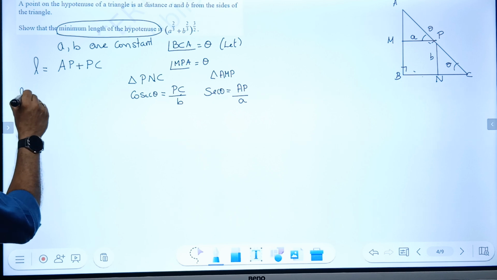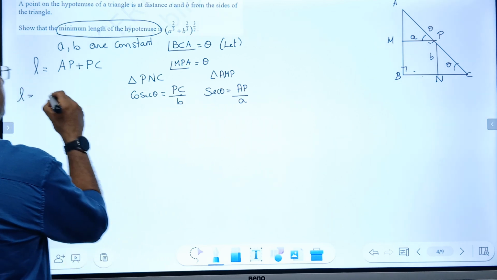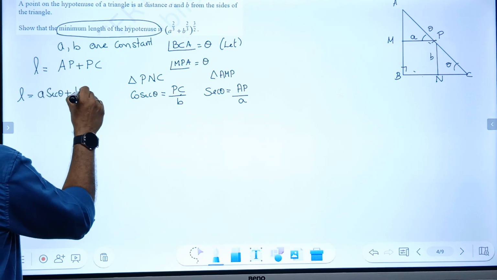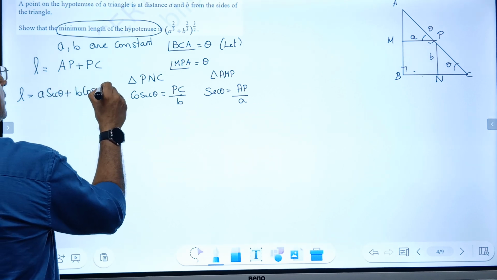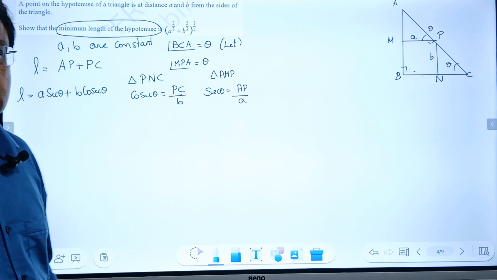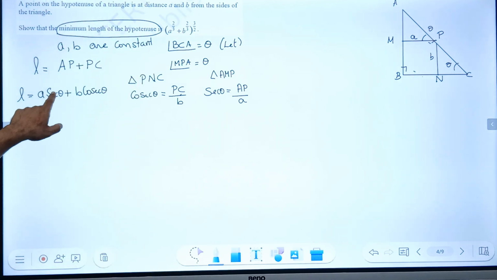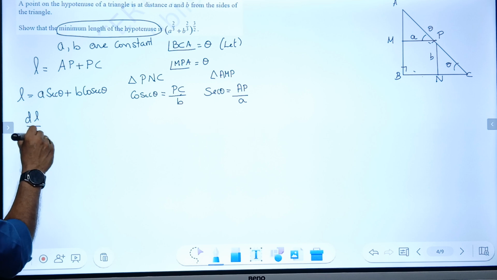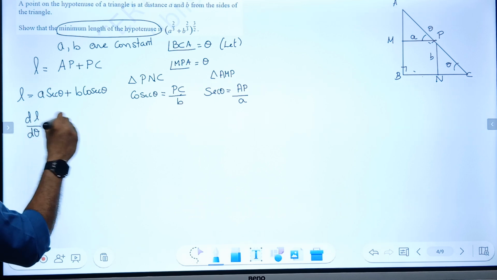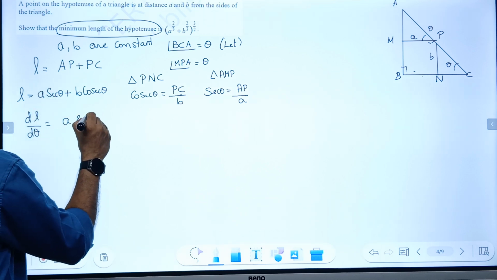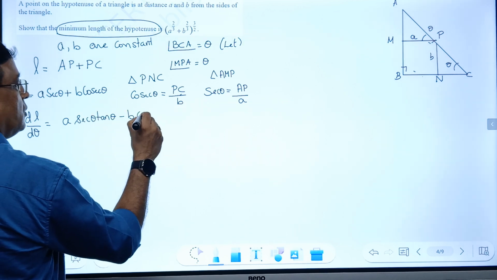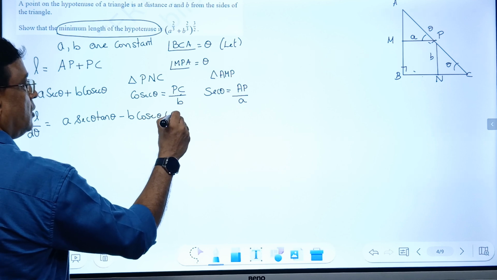So now take all this and substitute it. What is L? L is nothing but what is AP? AP is A secant theta. And what is PC? B cosecant theta. Job done. Simple. Okay. Now only theta is a variable, A and B are constants. Now I differentiate dl by d theta. How do I differentiate? A into differentiation of secant theta will be secant theta tan theta, and this will be minus B cosecant theta cot theta.